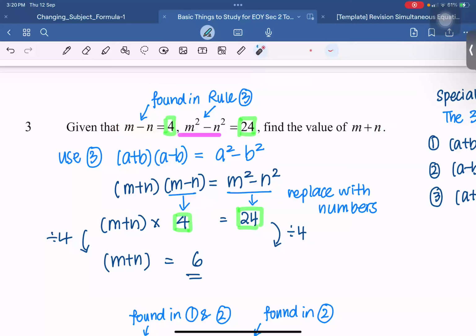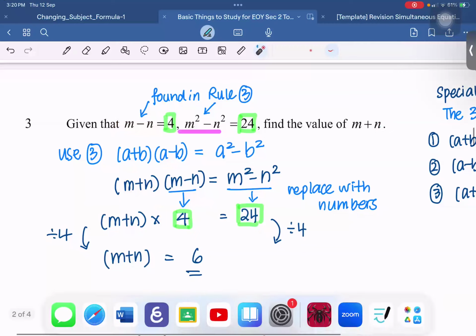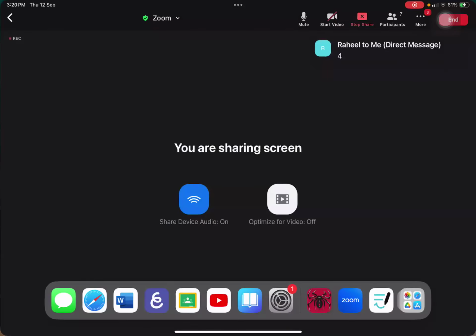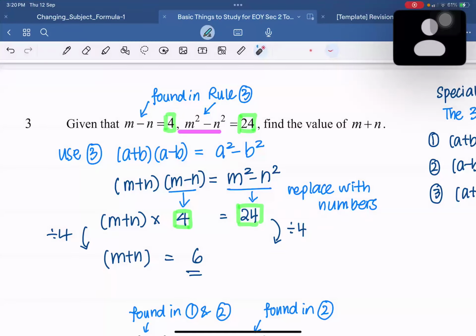So can you tell me m minus n becomes what number? Are you all typing out answers or something like that? Yeah, nobody types out. Okay, thank you. Then m square minus n square is the number 24.